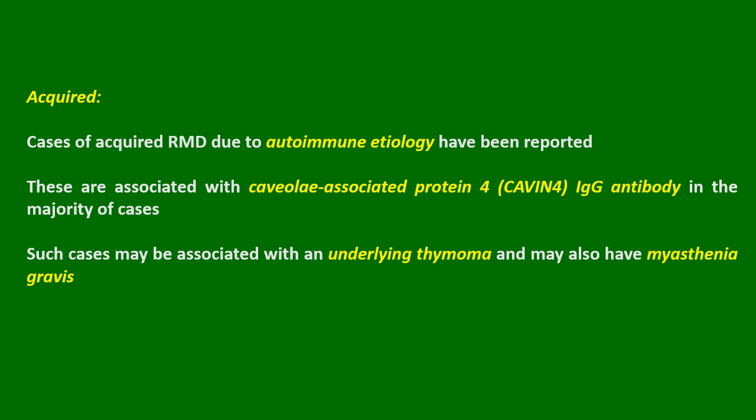Acquired cases of RMD due to autoimmune etiology have been reported. These are associated with the Caveolae-associated protein 4 or Cavin4 IgG antibody in the majority of cases. Such cases may be associated with an underlying thymoma and may also have myasthenia gravis.